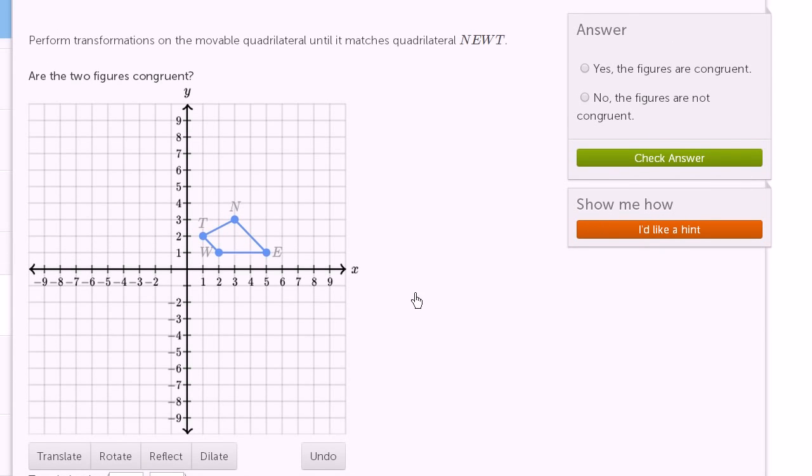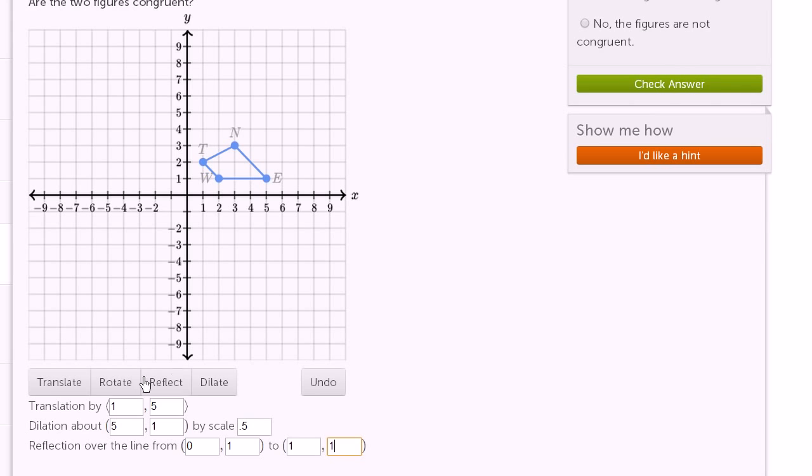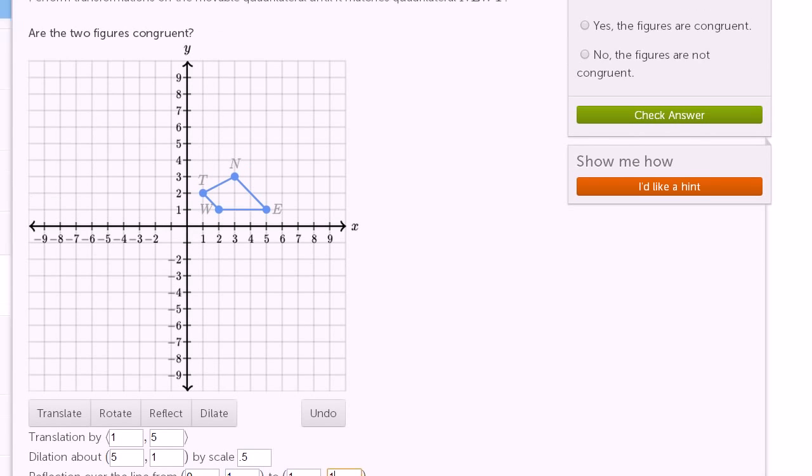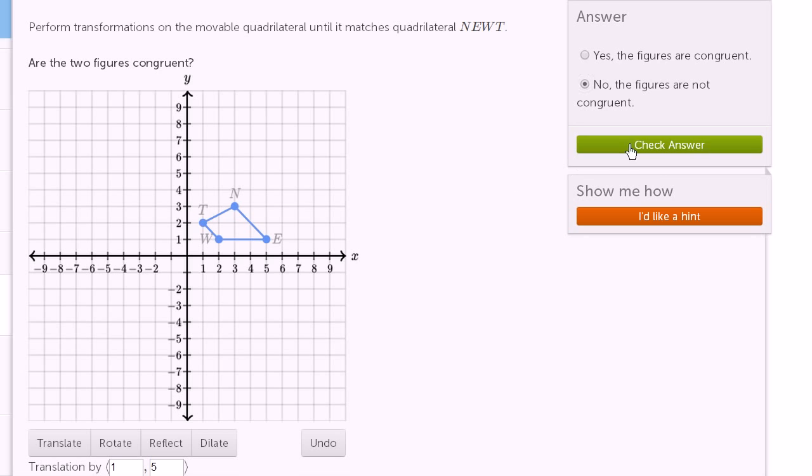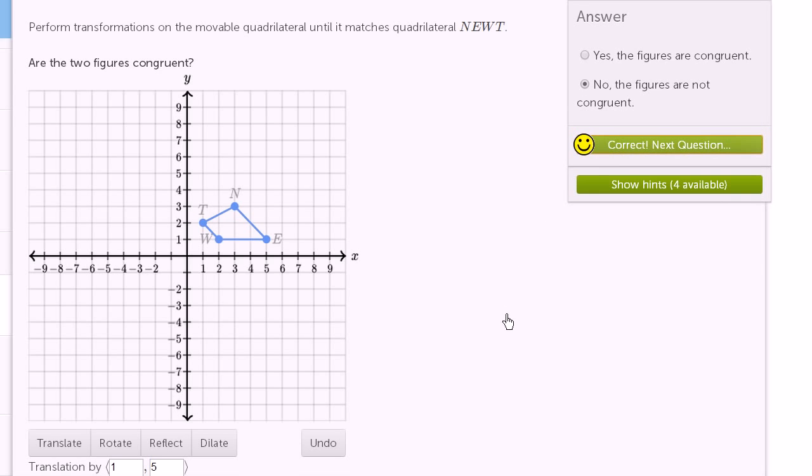Are the figures congruent? Well, no, the first figure was much bigger than this one. And the way that we got it to be able to squeeze into this one is that we dilated it down. These figures would have been congruent if all of my transformations were just translations, reflections, and rotations. But I had to dilate it. I had to scale the figure. Because I had to scale the figure, these figures are not congruent. No, the figures are not congruent.